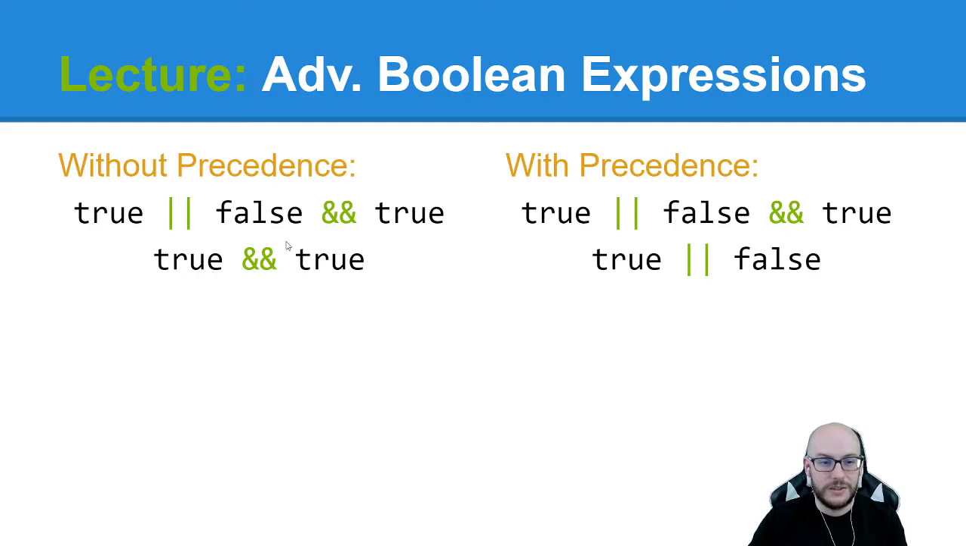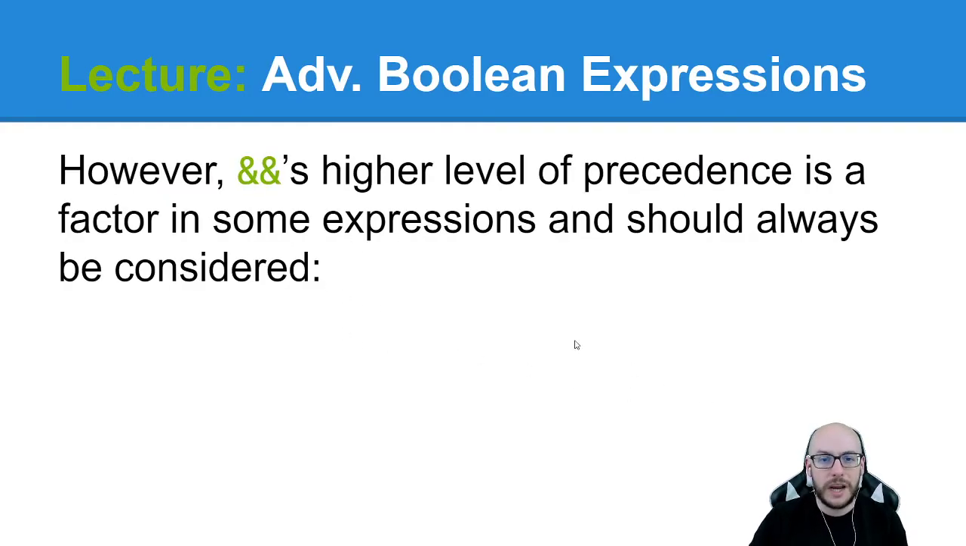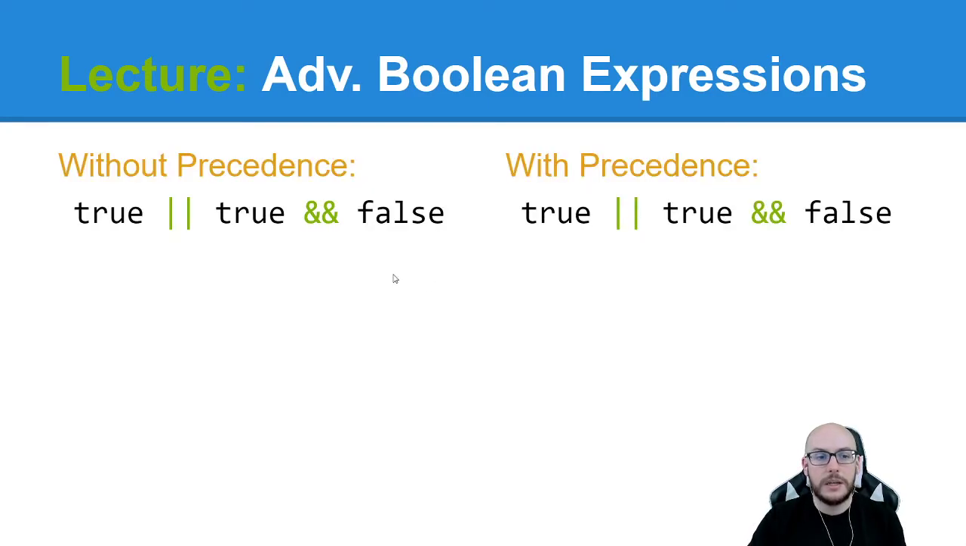Still not considering precedence. We only got one expression left. True and true is going to give me true over here. True or false is going to give me true over here. So I did it with precedence, I did it without precedence, and we got the same thing. However, and's higher level precedence is a factor in some expressions and should always be considered.